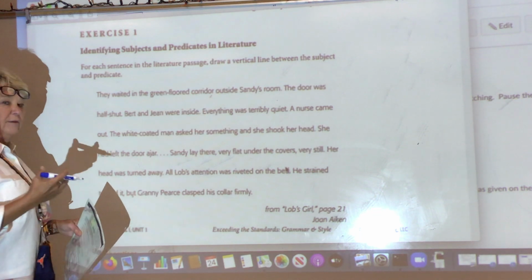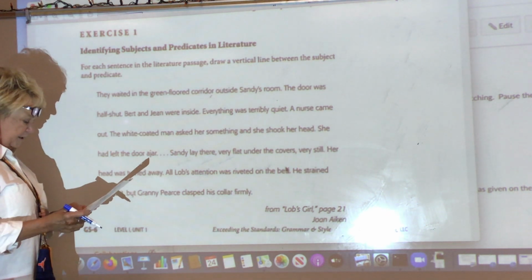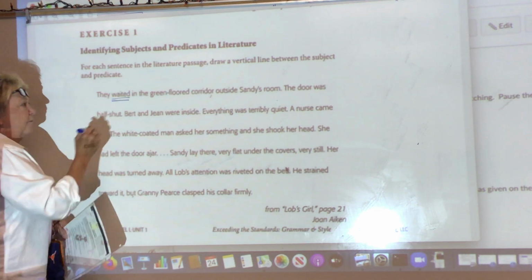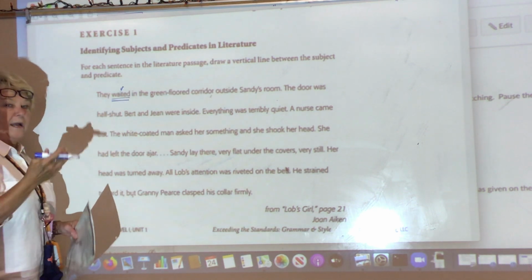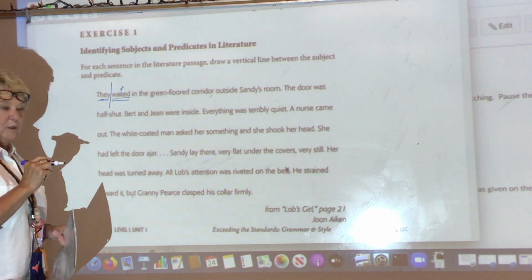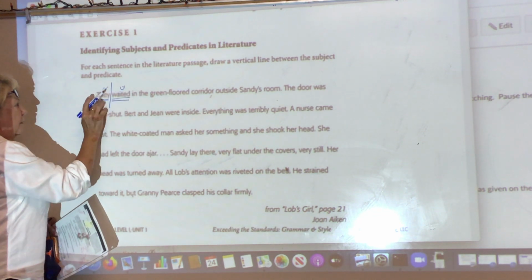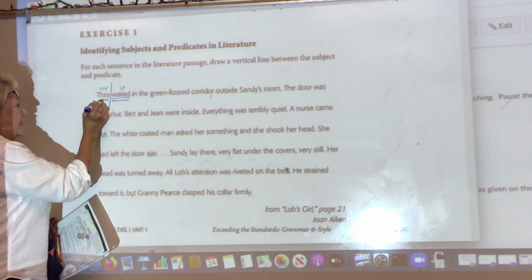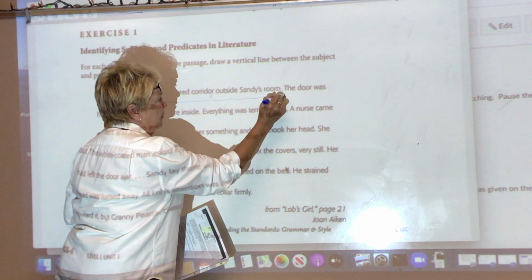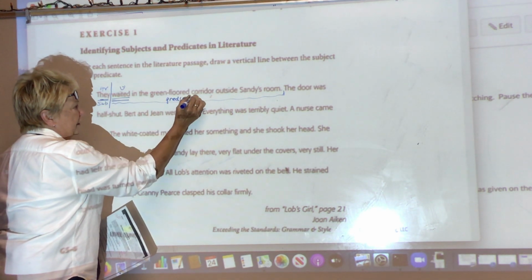When I look at this, I'm trying to identify the subject and the predicate, so I need to start kind of looking, is there any action in this sentence? And yes, there is. Waited would be a verb. Now, who waited? They waited. So this would be where this sentence would split. This one word right here, this noun, or I should say pronoun, they, is the subject side of the sentence. From here all the way down to the end of the sentence, all of this is the predicate side.